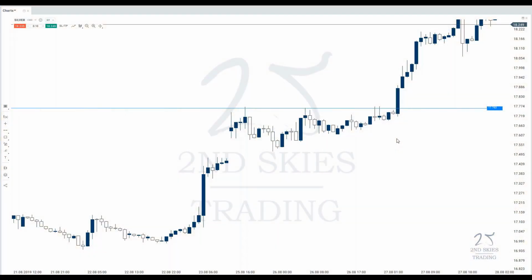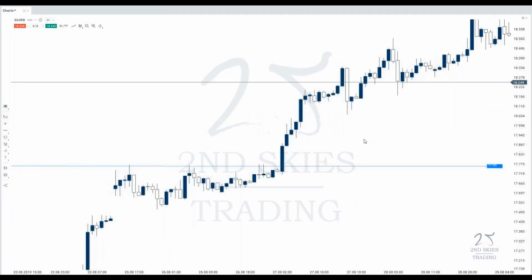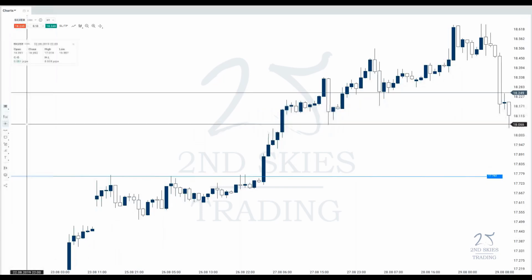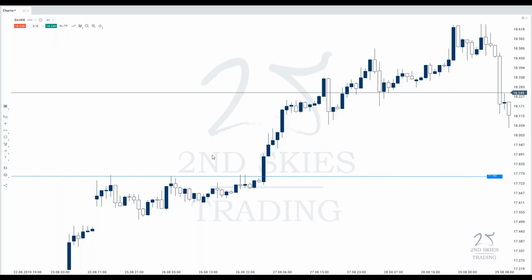So let's go into some examples of this. We see this here in silver. Once it did clear the resistance level, it went from 1776 to about 61. So what is that, about an 80, 85 cent move? Super. For a day trade, that's a really, really good trade. That's a really profitable trade. But let's look at a few more examples of this here.